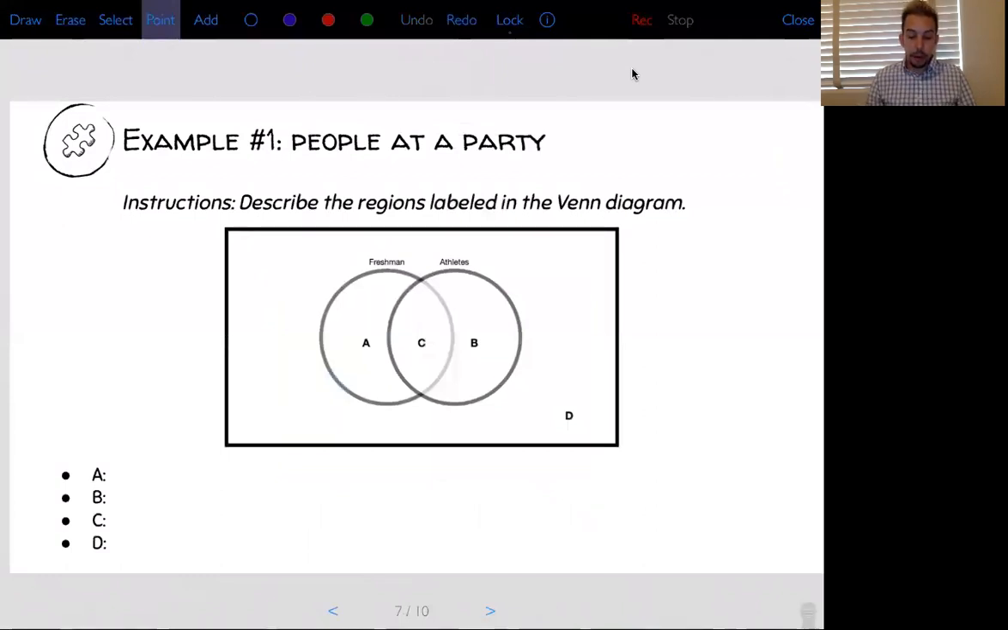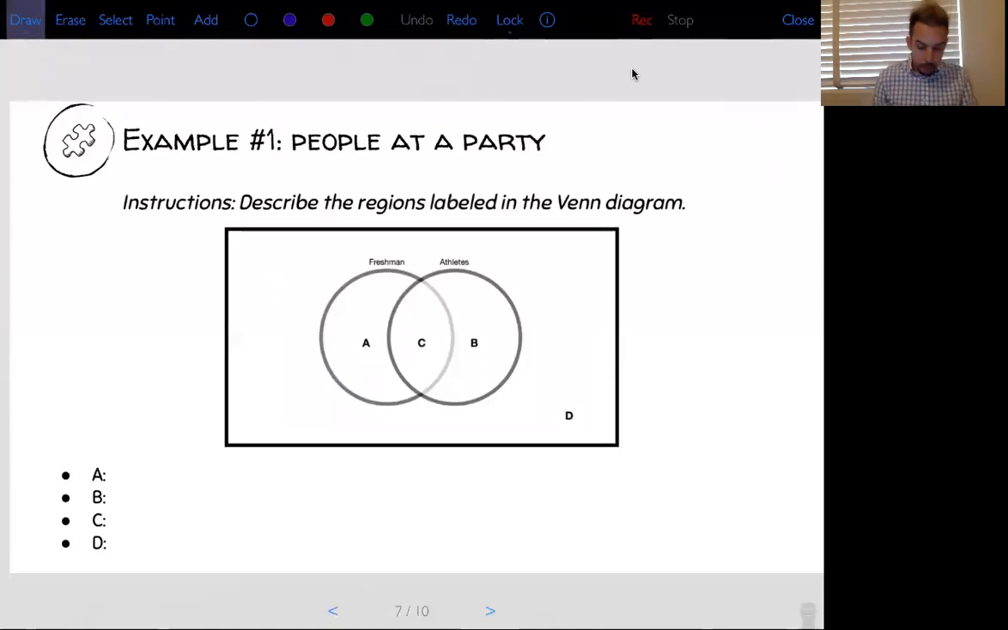From there, we want to describe the regions of the people in the party. And so when I made this overlapping Venn diagram, I labeled all 4 of the regions that are described in an overlapping Venn. So for a 2-circle overlapping Venn diagram, we only have these 4 regions available. We want to make sure that we know how to describe all 4 of these.